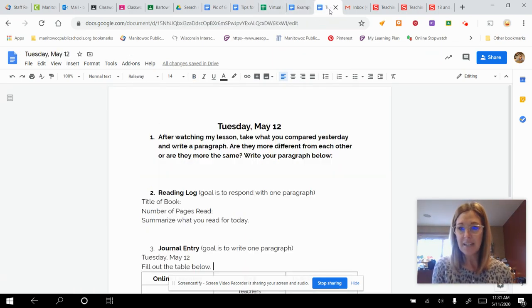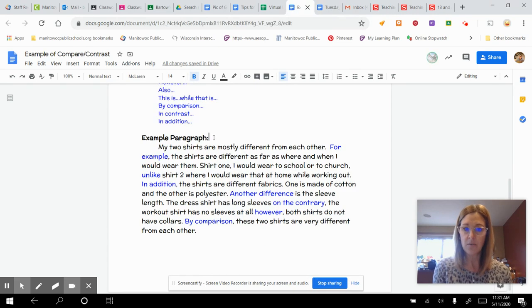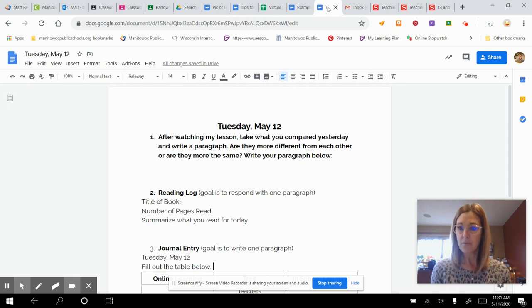So in today's assignment, I want you to take what you compared yesterday, those objects at home that you shared with me, and think of those two objects. Are they more different from each other or are they more the same? Then you're going to craft your paragraph based off of, oh, my two shirts are mostly different, or these two objects are mostly the same. So that'll be your topic sentence. And then just go ahead and provide your evidence for how they are the same or how they are very different.